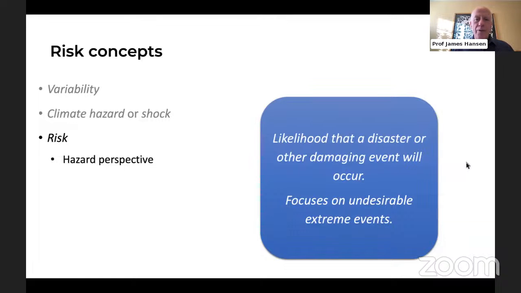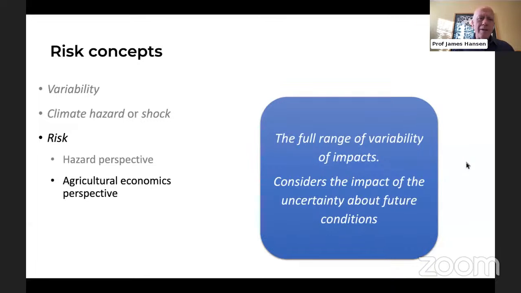From this perspective, risk focuses on undesirable extreme events. If we think about a probability distribution, it focuses on the tail of that probability distribution. Another perspective, which kind of dominates the agricultural economics literature, decision analysis, risk analysis, treats risk as a full range of variability of impacts, not just the extremes. And it also considers the impact of uncertainty about future climate conditions on well-being and particularly on decision making.